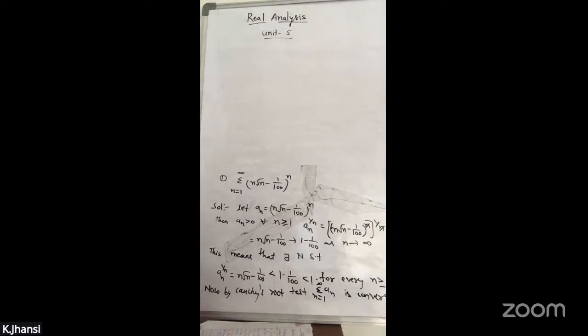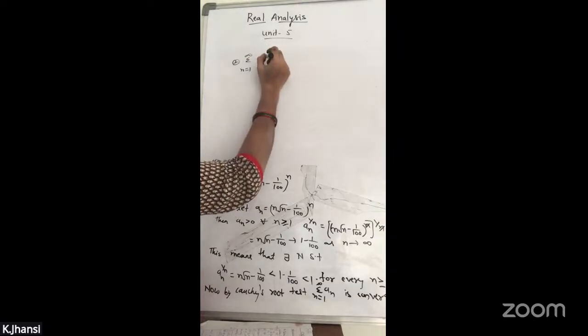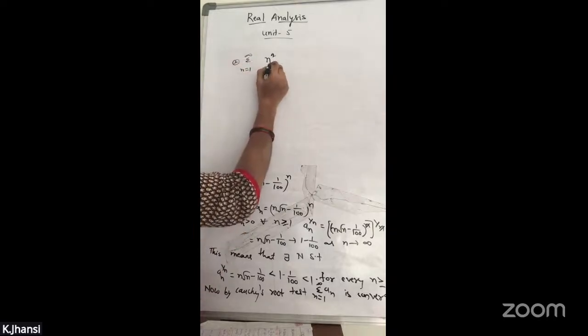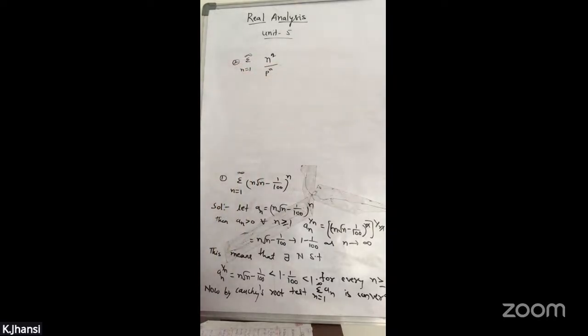Second one is summation n equals 1 to infinity n to the power of q by p to the power of n. Okay, this is the question: n to the power of q by p to the power of n.